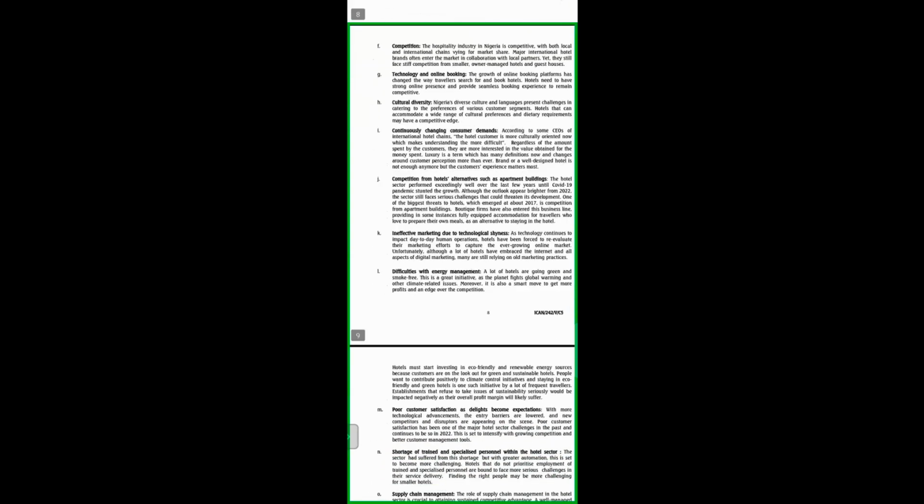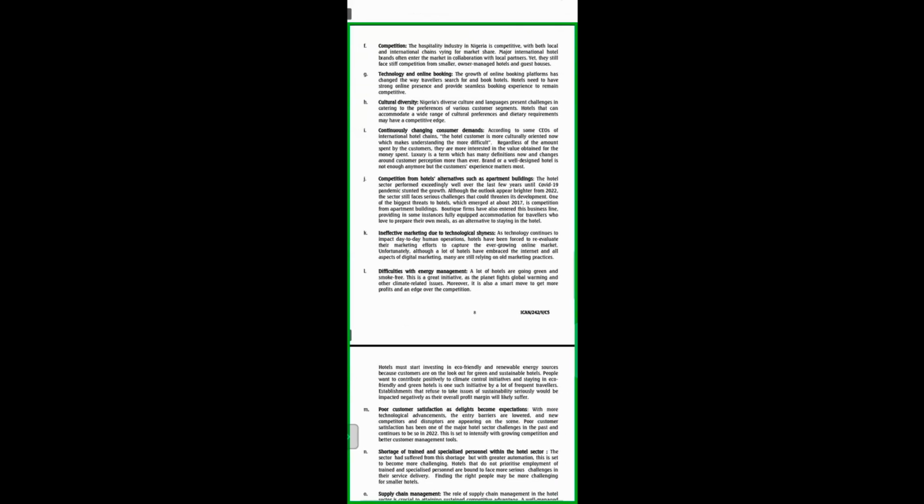H, cultural diversity. Nigeria's diverse culture and languages present challenges in catering to various customer segments. Hotels that can accommodate a wide range of cultural preferences and dietary requirements may have a competitive edge.